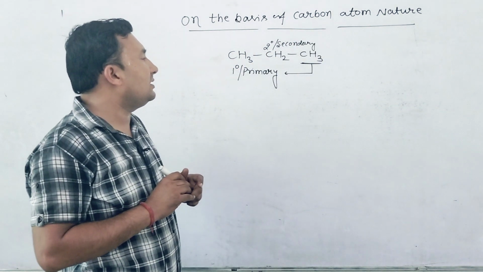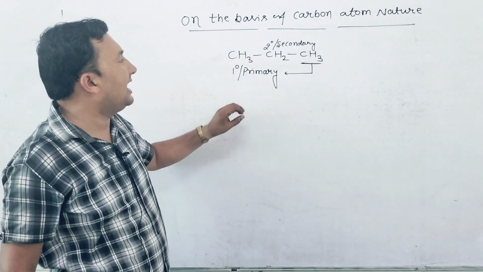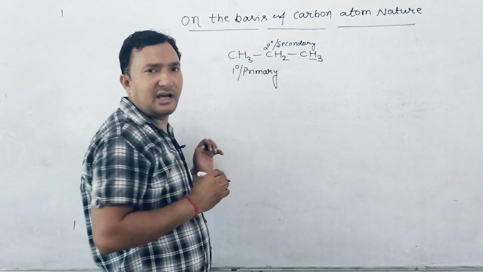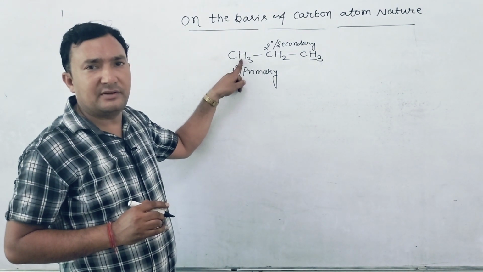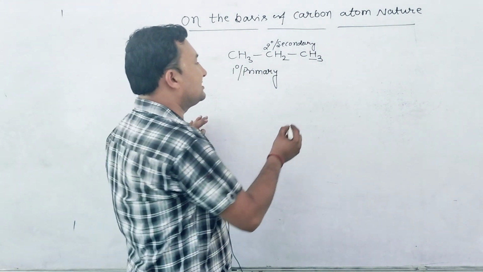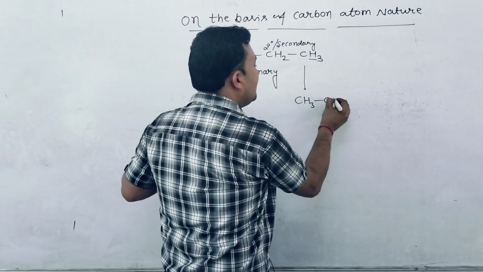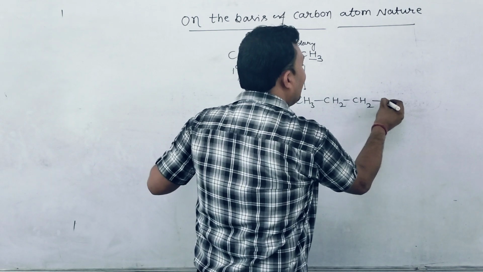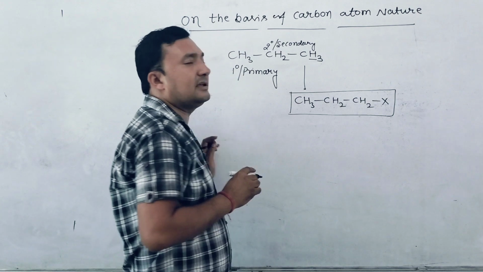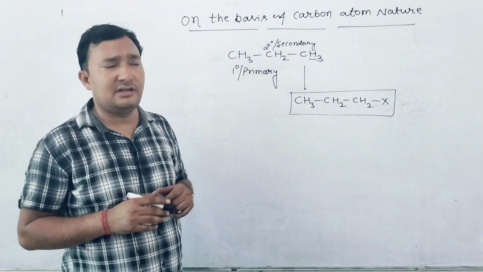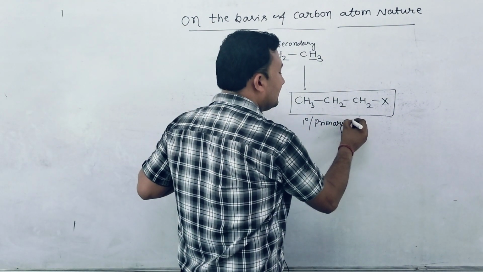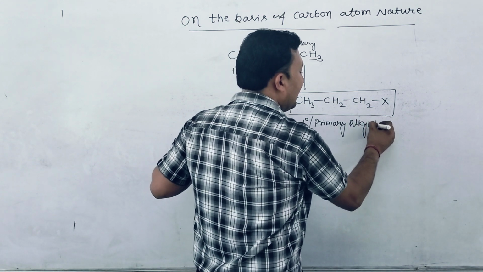So now what we are discussing about, if the halogen atom is replacing the hydrogen from any one of the primary carbon, suppose that this hydrogen which is from the primary carbon, or this hydrogen which is also the primary carbon hydrogen, if these hydrogens are replaced by halogen atom, then your result will be CH3, CH2, CH2 and halogen atom X. This kind of compound, in which halogen atom is replacing the primary carbon hydrogen, we call 1 degree or primary alkyl halides.